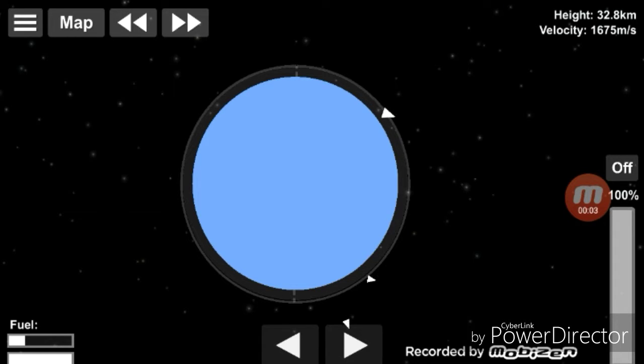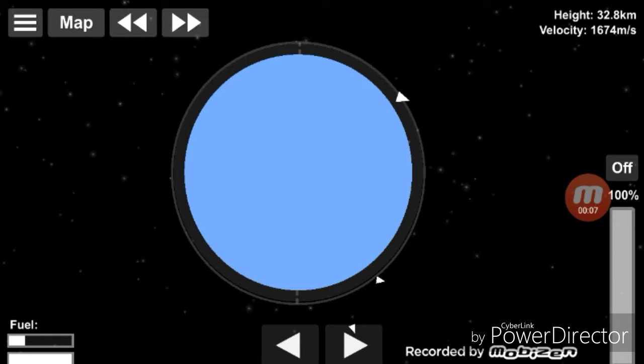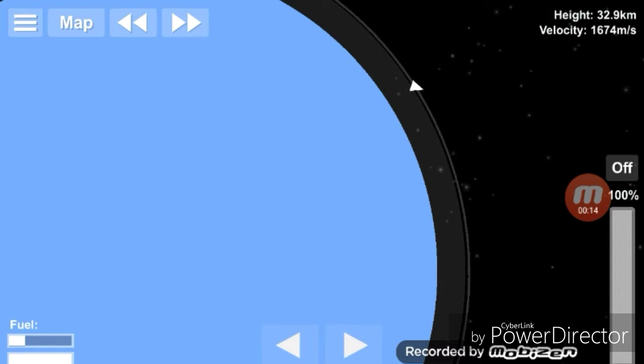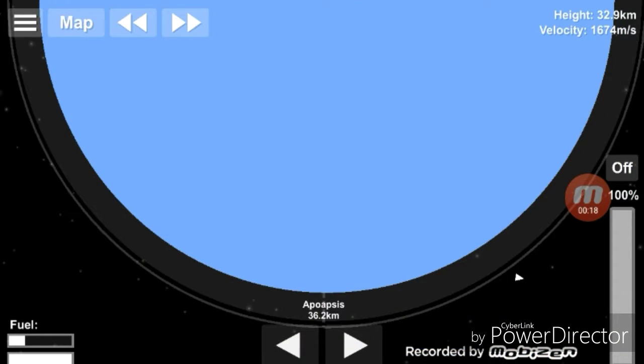Today we will be discussing orbital maneuvers. Orbital maneuvers, in simplest terms, are basically how you can do things with orbits. So firstly, we have the ship here in low Earth orbit in a 31 by 36 kilometer orbit.